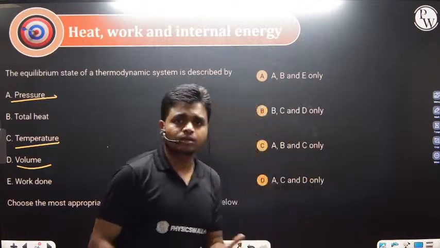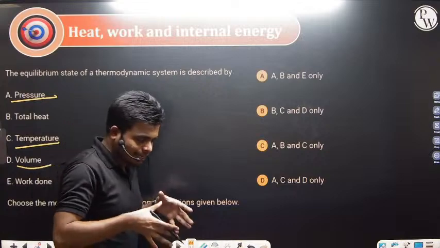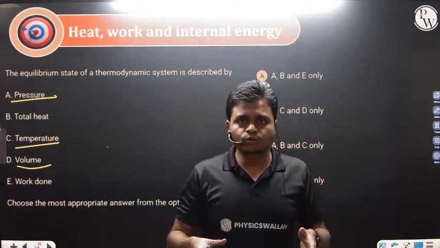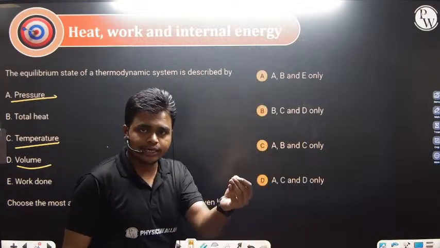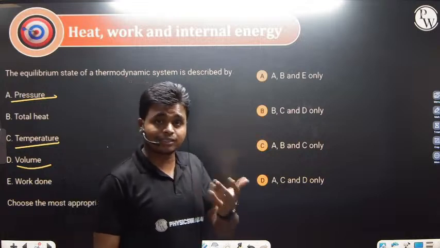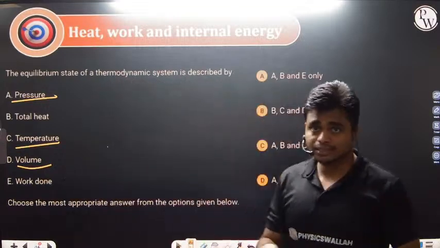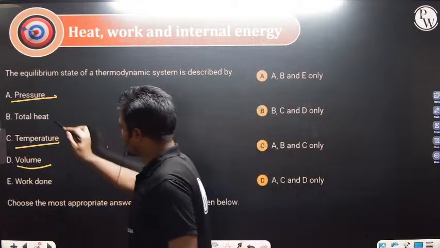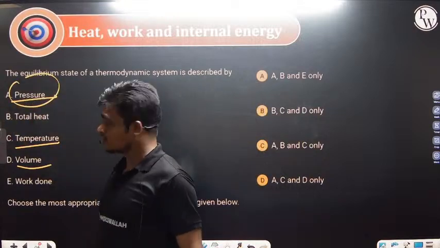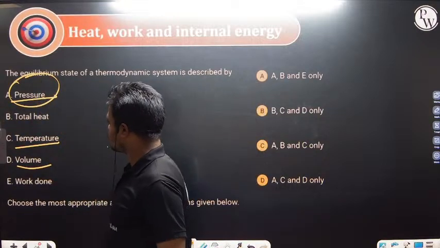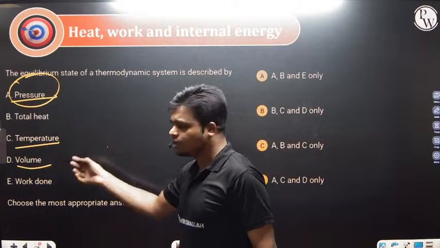For example, right now I am at this particular place, that place is given by this particular room, and that has some longitude as well as latitude. So the location is determined by some coordinates. Like that, the gas has certain coordinates. What are they? Pressure, temperature, and volume.